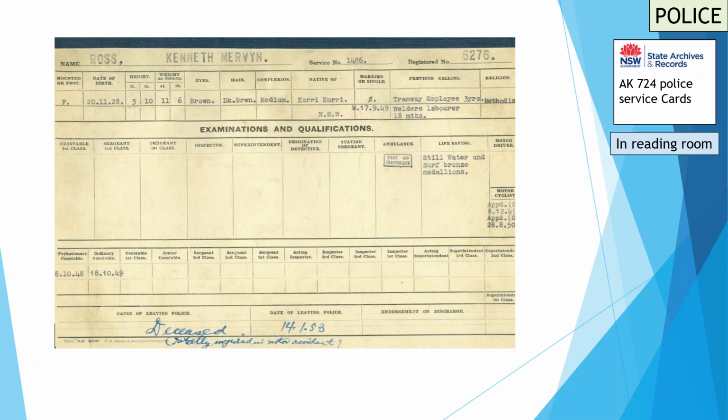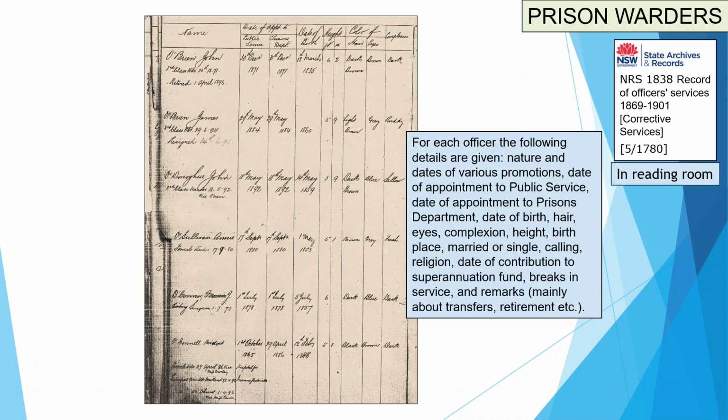This is another example. You can see that the gentleman got a Stillwater and Surf Bronze medallion and died while in the police force. Prison warders. Again, it's very typical of the run of occupation records, where you get the date of appointment and so forth, date of birth, height, colour of hair, and so forth, and complexion. If there's going to be a remark, it's mostly going to be about transfers and retirement.